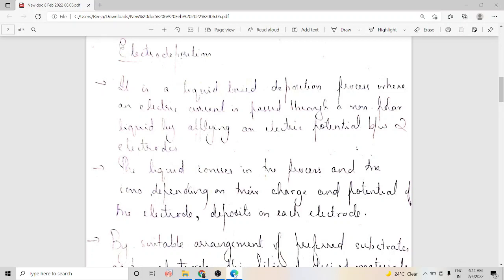Today we are going to discuss the last synthesis technique which has been mentioned as a part of our syllabus in the module Growth Techniques of Nanomaterials, that is electrodeposition. Electrodeposition is a method which is quite familiar to you. It is that process in which an electric current is passed through a non-polar liquid by applying an electric potential between two electrodes. So I'll show you a figure.